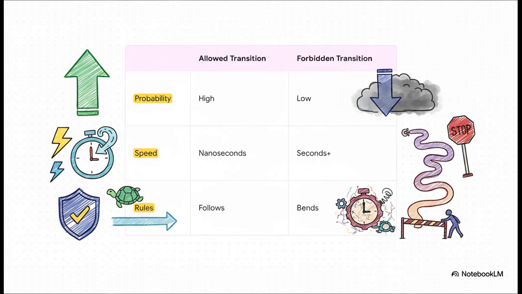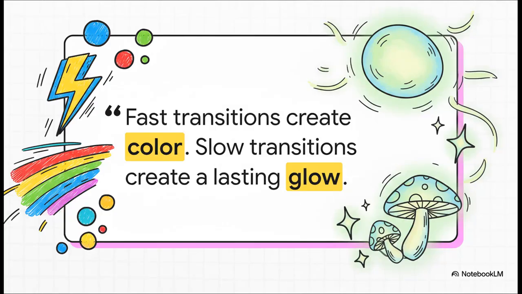So let's just put these two paths side by side so you can really see the difference. The allowed path, the fast lane, that's high probability, happens in nanoseconds, and it follows all the rules. The forbidden path is the complete opposite. It's a super low probability, it's incredibly slow, we're talking seconds or sometimes even longer, and it only happens by bending the rules. Okay, if you remember only one thing from this whole explainer, make it this. Fast transitions create color. Slow transitions create a lasting glow. The lightning-fast, allowed transitions give us all the stable, everyday colors we see around us. But those slow, improbable, forbidden ones, they give us the magical world of things that glow.